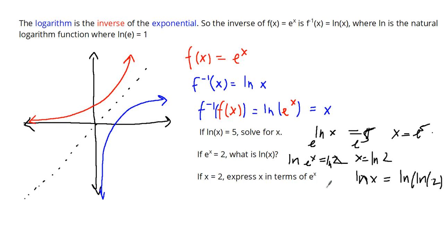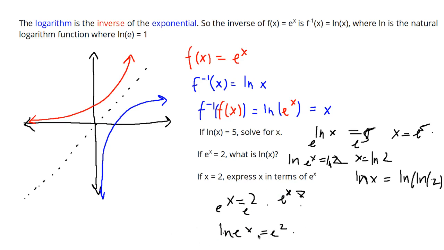If x is equal to 2, express x in terms of e to the x. This sounds a little bit confusing, but basically, if x is equal to 2, right, what's e to the x? So if we take e to the x on both sides, now we have e to the x is equal to e to the 2, but we don't actually want e to the x, we just want to express this x. So we have to take the L.